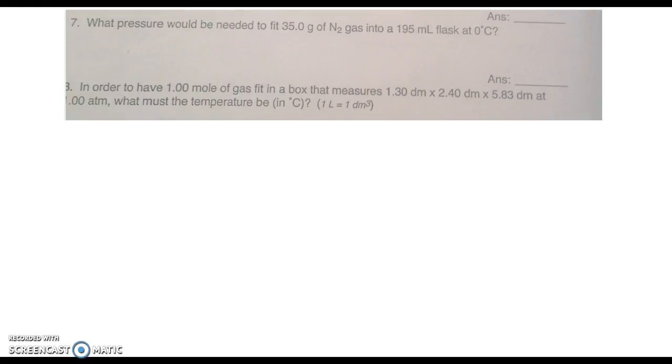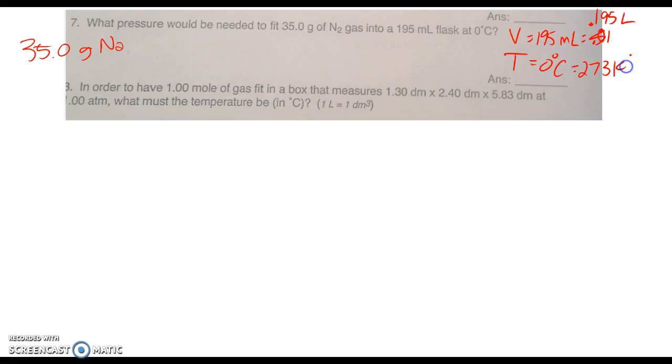All right, I'll start over on number 7. What pressure would be needed to fit 35 grams of N2 gas, so 35.0 grams of nitrogen gas into a volume of 195 milliliters, which equals 0.195 liters, at a temperature of 0 degrees C, which is 273 K.